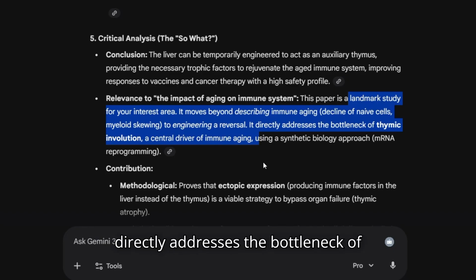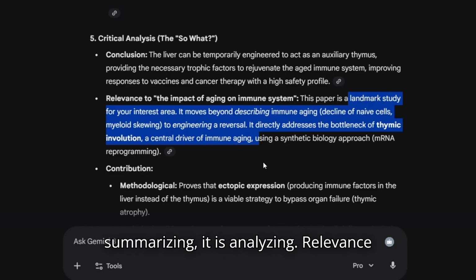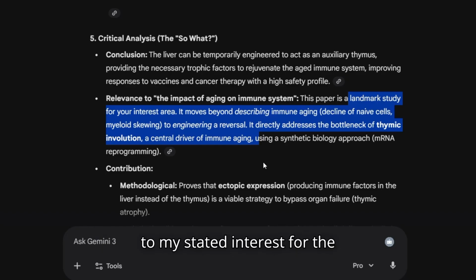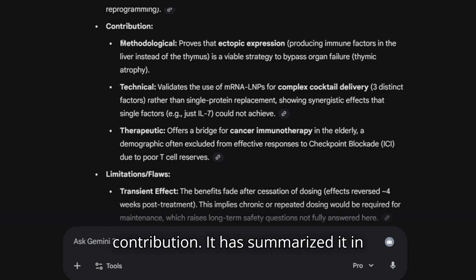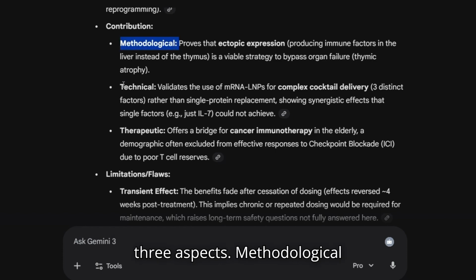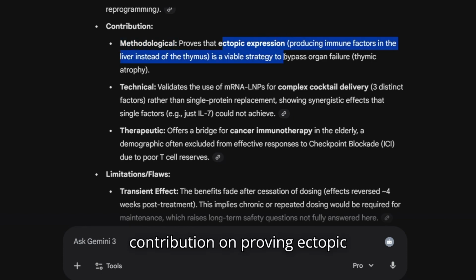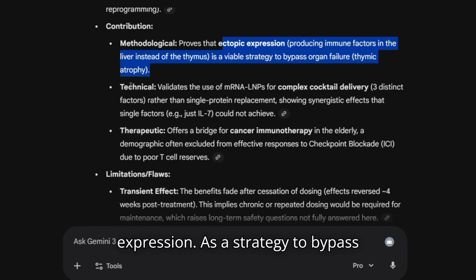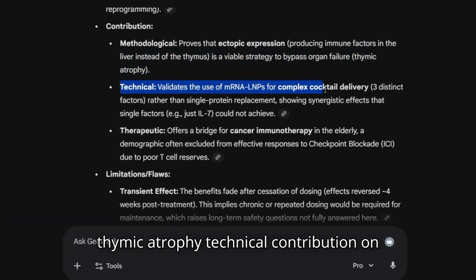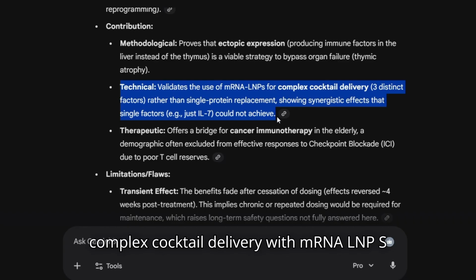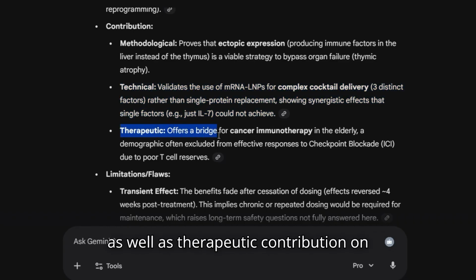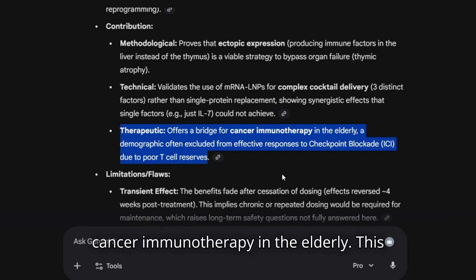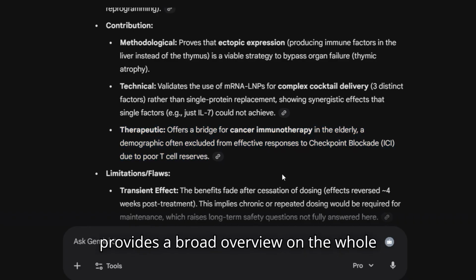It directly addresses the bottleneck of thymic involution. It isn't just summarizing, it is analyzing relevance to my stated interest. For the contribution, it has summarized it in 3 aspects: methodological contribution on proving ectopic expression as a strategy to bypass thymic atrophy, technical contribution on complex cocktail delivery with mRNA LNPs, as well as therapeutic contribution on cancer immunotherapy in the elderly. This provides a broad overview on the whole paper.